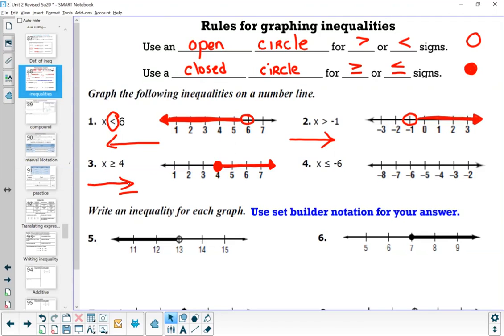Number 4, x is less than or equal to -6. So a closed circle at -6. And we're less than, so we're going down the number line. Okay, so there's our inequality symbol. If you think of it as an arrow, going down the number line.